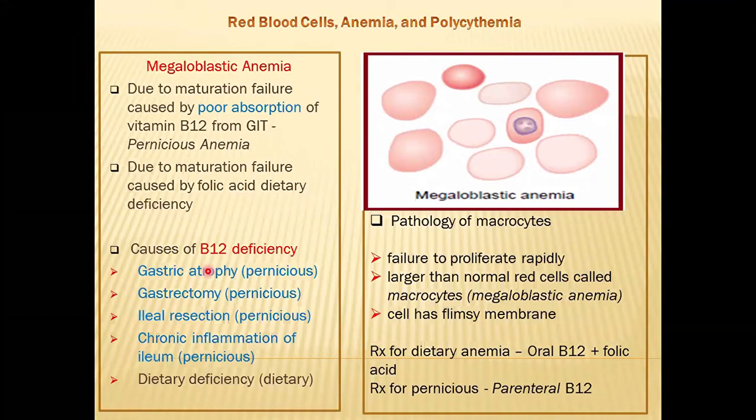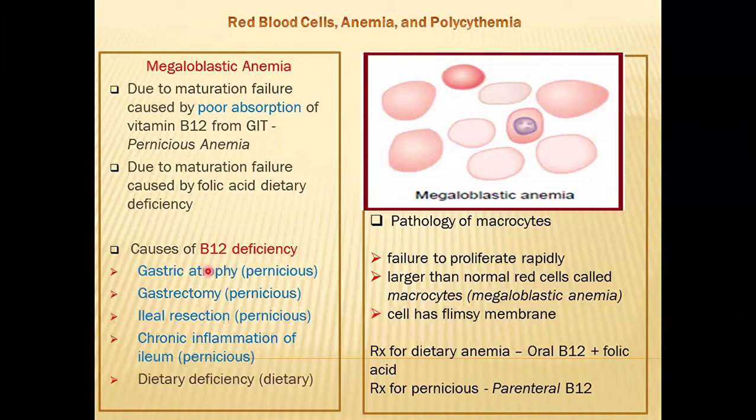Okay. So what happens is there is a maturation failure of your RBC, and again, folic acid deficiency in the diet can also cause maturation failure. So what are the causes of B12 deficiency? Like gastric atrophy. So you will develop the pernicious type, your patient. Or the patient goes into gastrectomy. So the stomach is removed or there is resection of a large portion of the stomach.